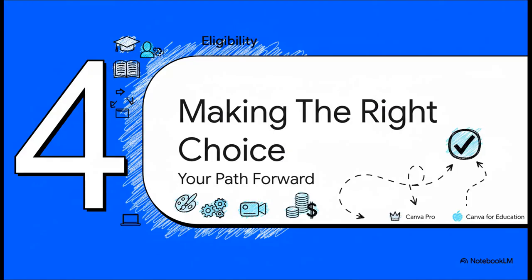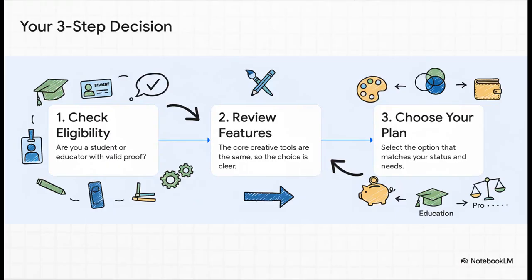Okay, so we've laid out all the pieces of the puzzle, the eligibility, the features, and the price tag. Now it's time to put it all together and give you a super clear, simple path to making the right choice for you. Honestly, it all boils down to these three simple steps. First, and this is the most important one, confirm your eligibility. Are you a student or a teacher with proof? If the answer is yes, the education plan is on the table. Second, look at the features again. Since we know the main creative tools are the same, the choice is pretty clear. And finally, just pick the plan that matches your status and, of course, your wallet.